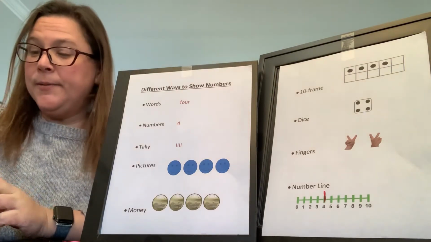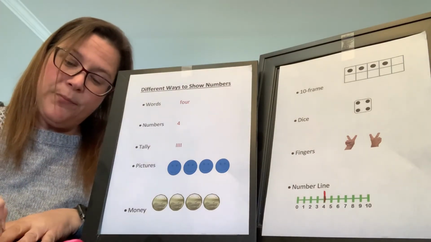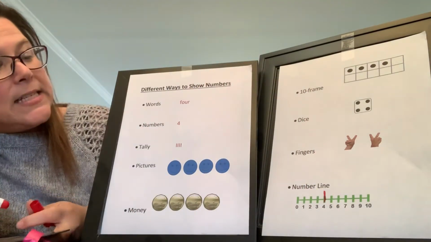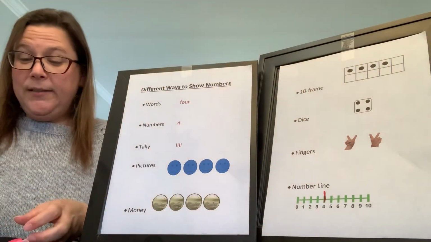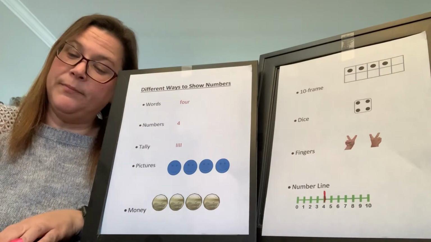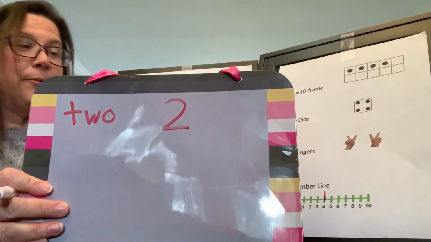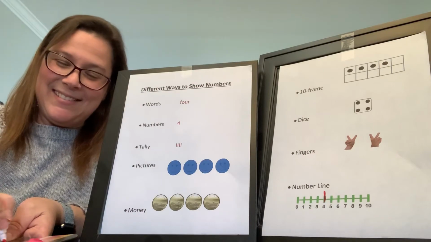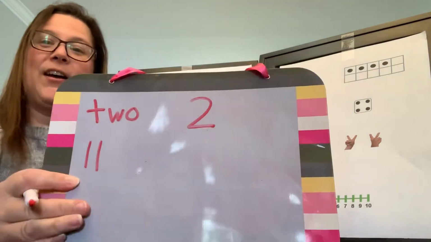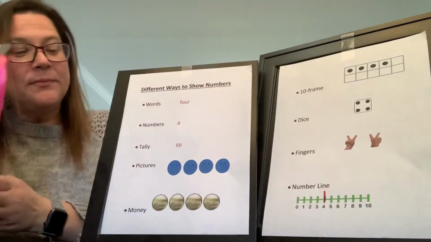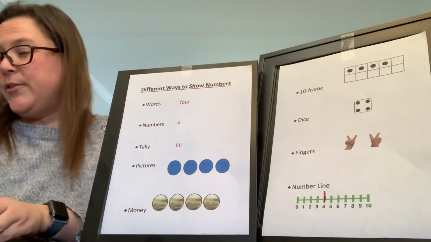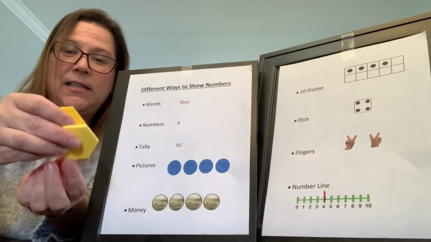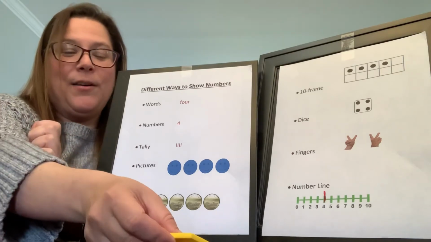So using words, I'm going to write the number 2. T-W-O. All right. The second one is actually using the numeral. So I'm going to write the number 2. And using a tally, how many lines do you think I'm going to put? That's right. I've got 1, 2 lines. Using pictures or things that you have. So I have got 2 hexagons. So 1, 2.